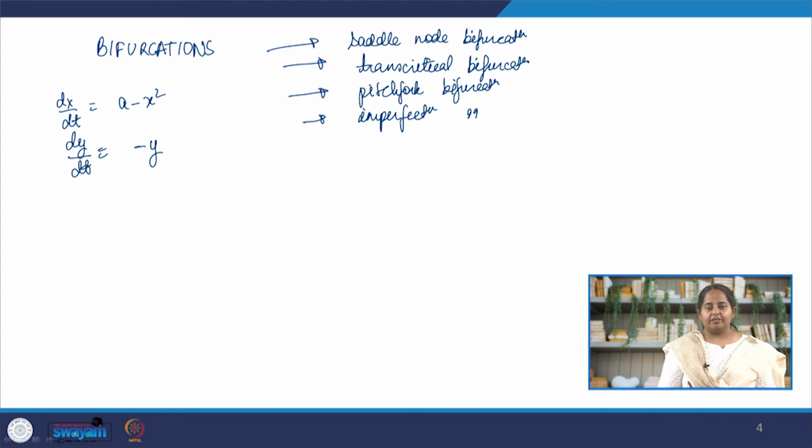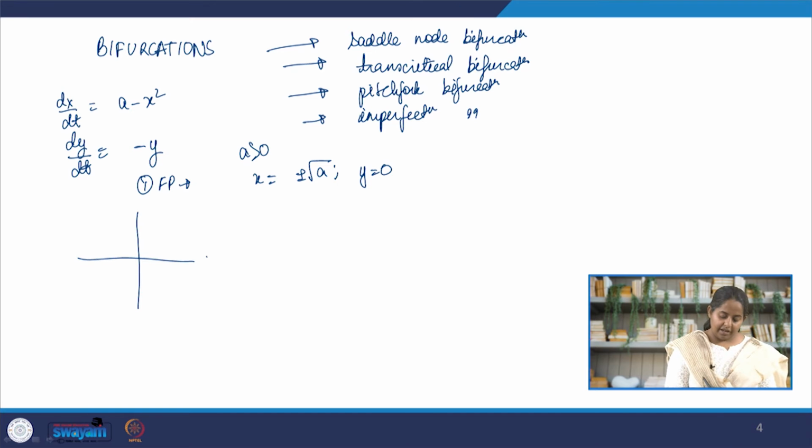So, let's start with a very simple situation of a greater than 0. If a is greater than 0, remember step 1 is to find the fixed points. So, the fixed points would be x is equal to plus minus root a and y is always equal to 0. So, we have two fixed points here, one is (root a, 0), another is (minus root a, 0). So, if this is our phase portrait, x on the x-axis and y on the y-axis, one fixed point is here at (minus root a, 0), another fixed point is here at (root a, 0).